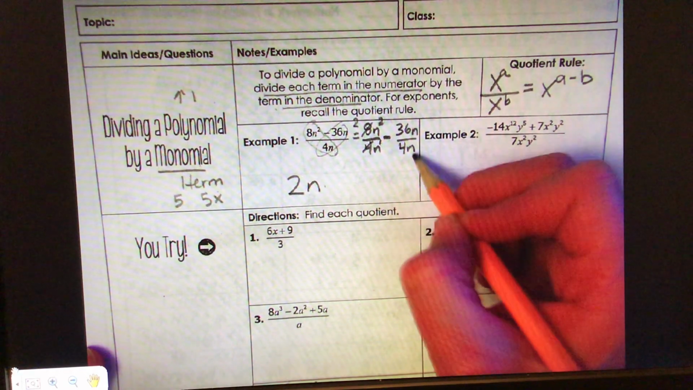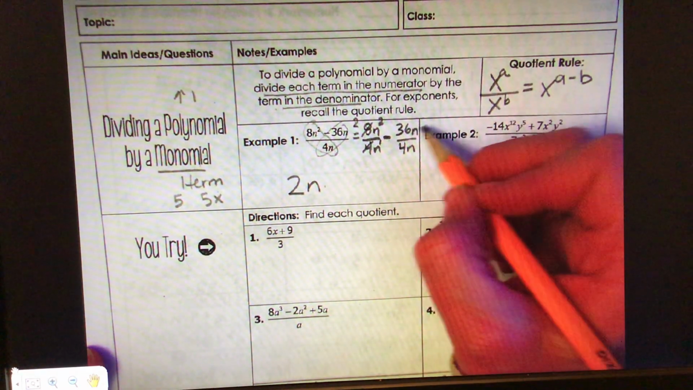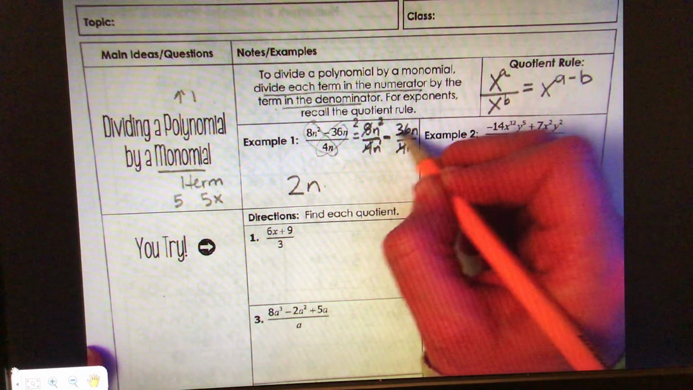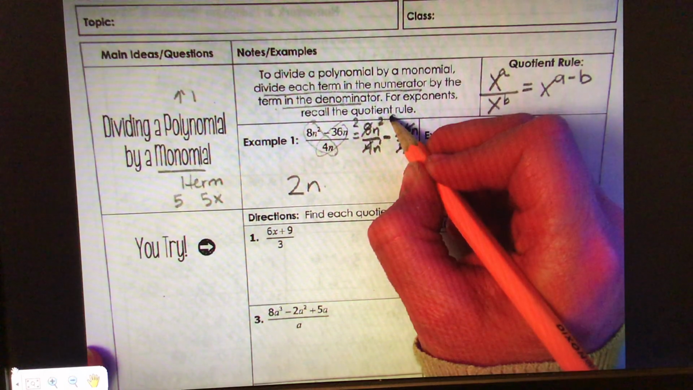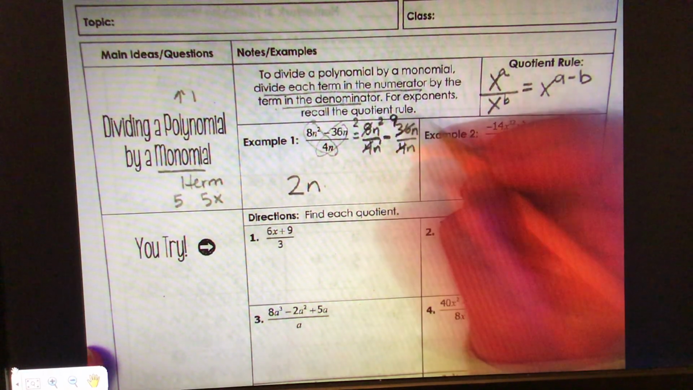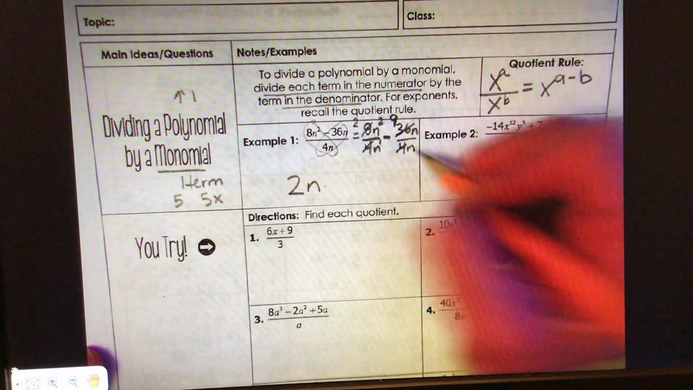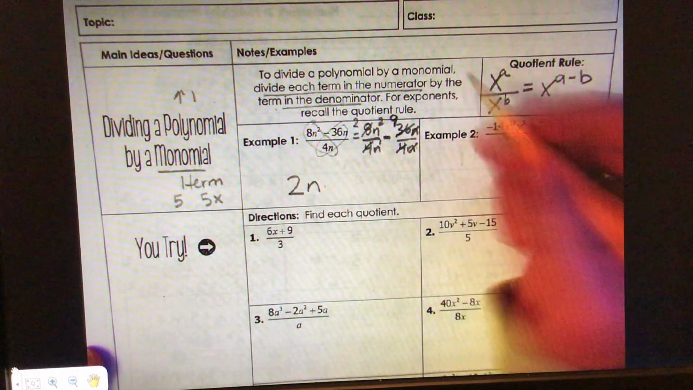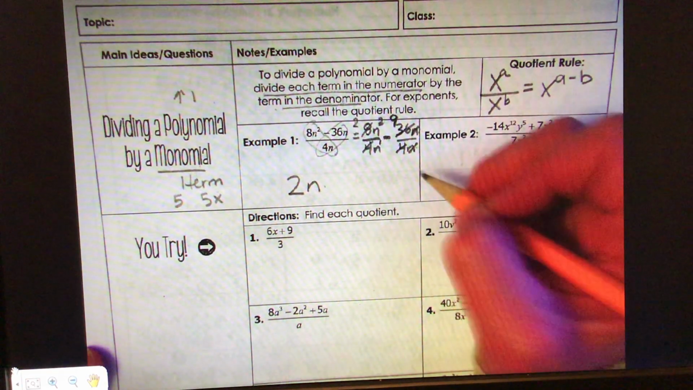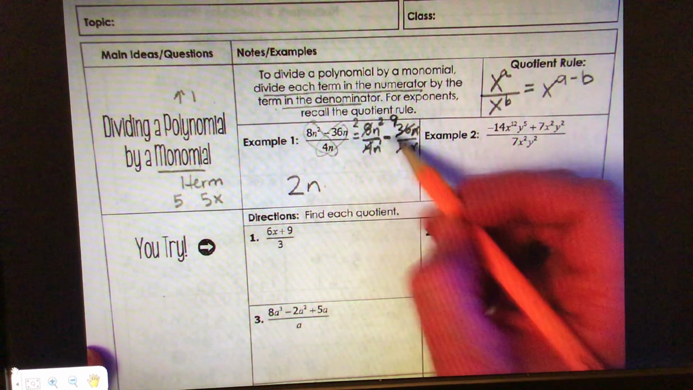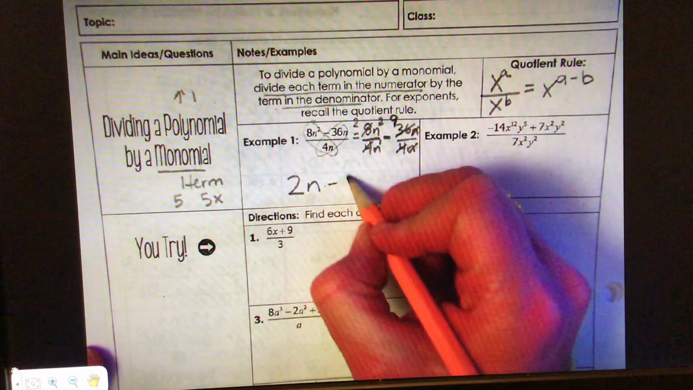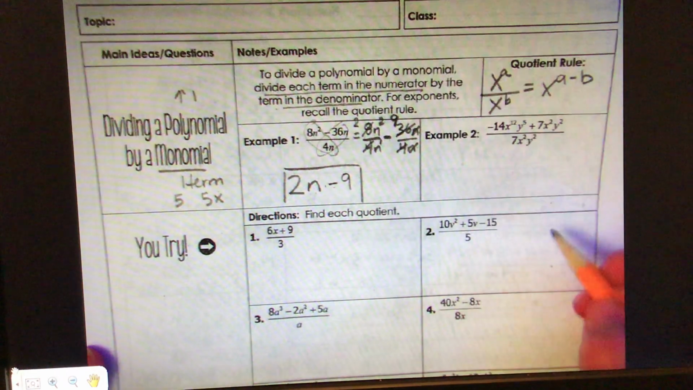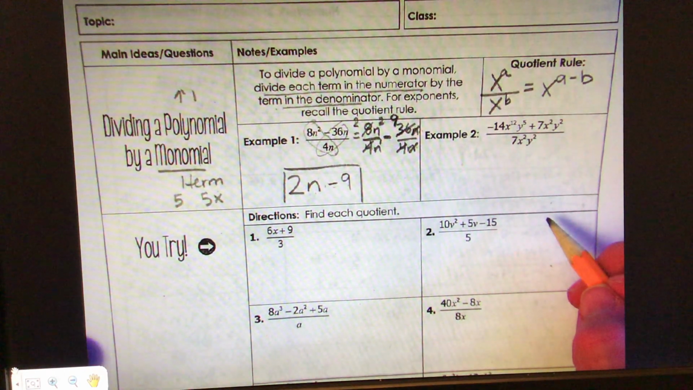Here, let's just look at this before I write the answer. I have 36 divided by 4, which is a nice, neat problem. So 4 goes into 36 9 times. And n divided by n, well, anything over itself is 1. So I get to cross out my n's. They cancel each other out. So what I end up with, I don't know if that was the neatest way I could have done it, but sorry about that. But I end up with 2n minus 9.